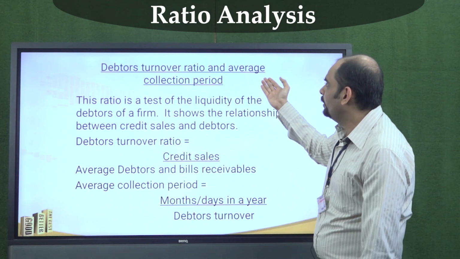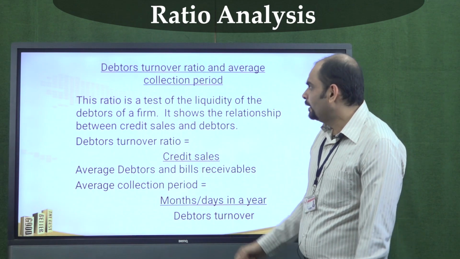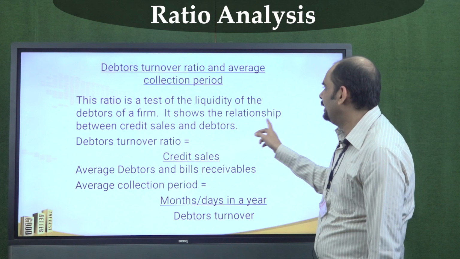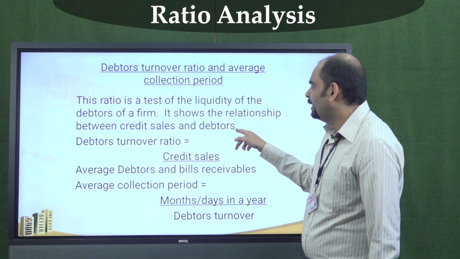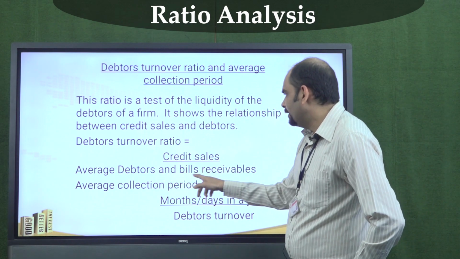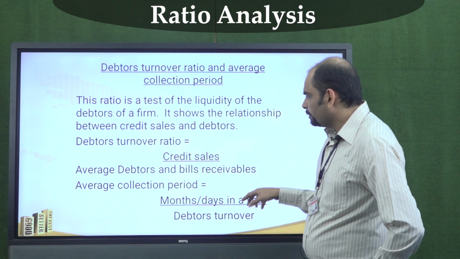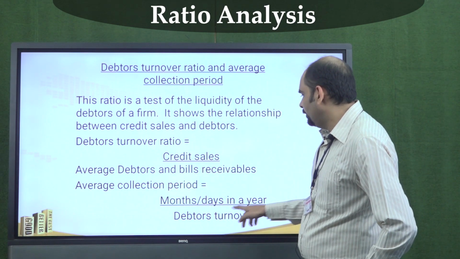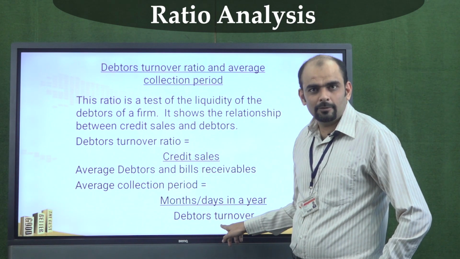Debtor turnover ratio, you can also call it average collection period. This ratio is a test of liquidity of the debtors of a firm. It shows the relationship between credit sales and debtors. So debtors turnover ratio is credit sales upon average debtors and bills receivable. And average collection period is months or days in a year upon debtors turnover ratio.